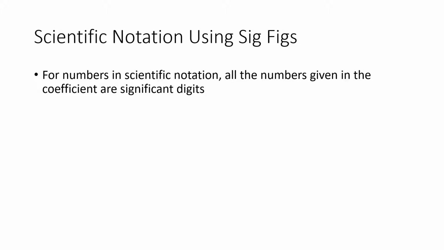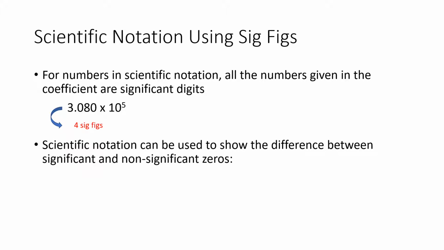One thing that tends to confuse people is using scientific notation in sig figs. For numbers written in scientific notation, all the numbers given in the coefficient are going to be used for your significant digits. So you can ignore the times 10 and whatever power is there. So for the number 3.080 times 10 to the 5th, we are only going to look at the 3.080. It has a printed decimal point, so we're going to start on the left. So this would have 4 sig figs.